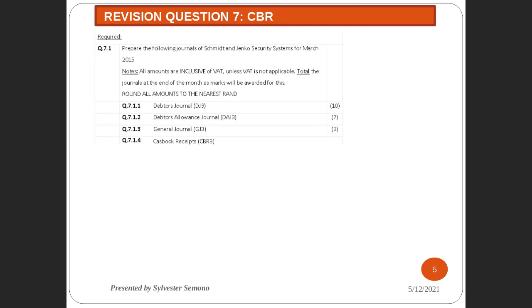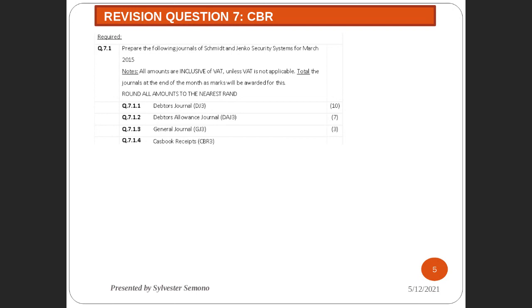This was a previous paper. Can you see the requirements? They are asking you for the debtors journal. They're asking you for the debtors allowances journal. Can you see the importance of knowing where to record? They're asking us about the GJ, general journal. They're also asking us about the cashbook receipts.